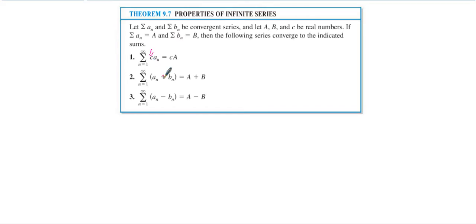This is our sum and difference rule, which says we can split those apart if we want to and find the value of s, what it converges to for each part, and then add them or subtract them at the end. We don't really use these too much.